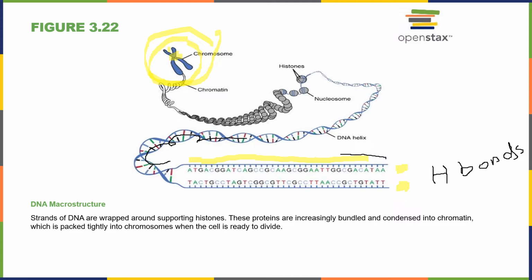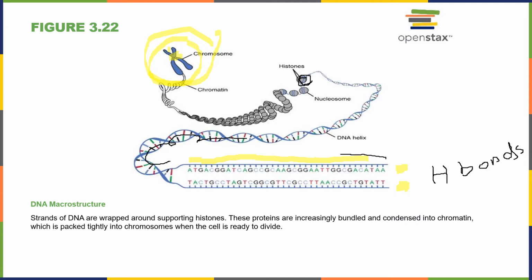Then here we're seeing the DNA wrapped around some histone proteins. These histone proteins act like a spool, right? There's something that we're winding the DNA around to keep the DNA from getting tangled. Once we've got the DNA wrapped around that histone protein, we call that little bead-looking thing a nucleosome.